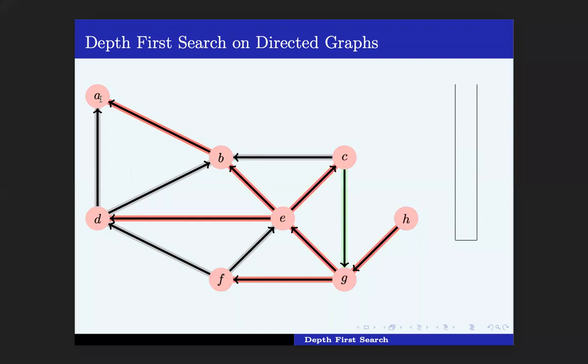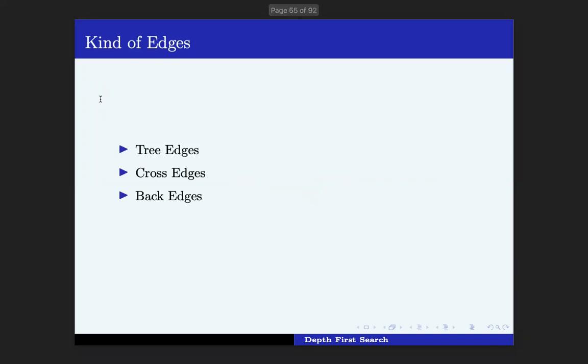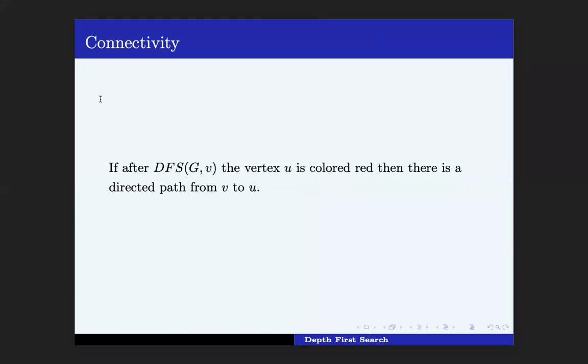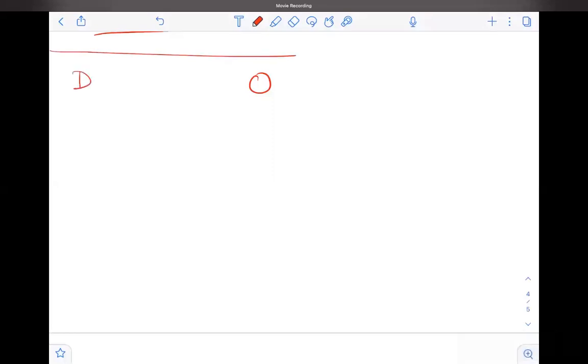So when you do a depth first search, you can do it also on a directed graph. Okay, so this can also be used for checking whether there is a directed path from a particular vertex to another vertex. And okay, the kinds of edges. Here, in the case of directed edges, can there be graphs like this? So this is the directed graph.